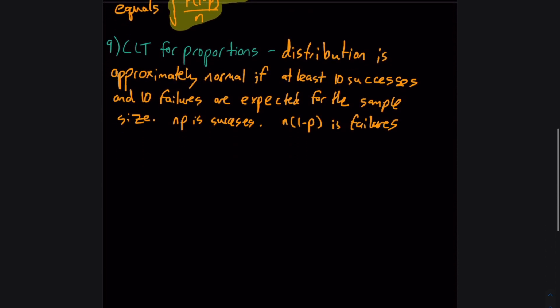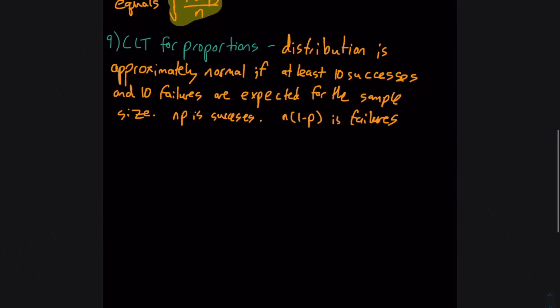So for number 9, the central limit theorem for proportions says that the sampling distribution of proportions is approximately normal if at least 10 successes and 10 failures are expected for the sample size. And remember, our n times p is how we determine successes, and our n times 1 minus p would be how we determine our failures.